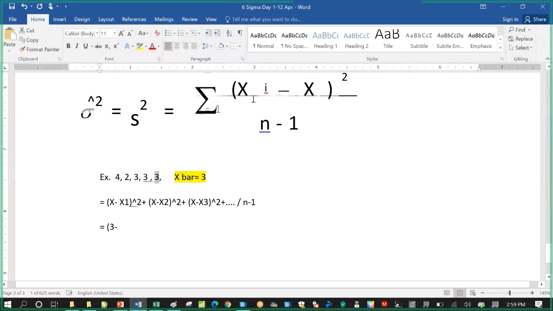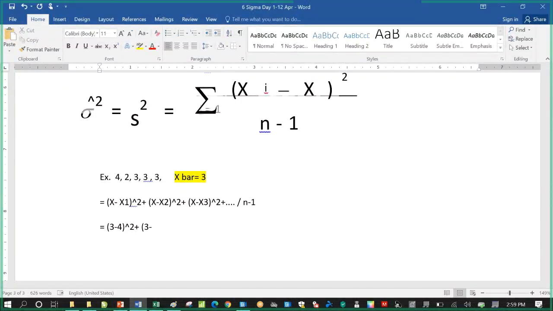Whenever you expand this formula, it will go till xn, whatever the number of data points. If there are 5, it will go up to x5. If there are 3, it will go up to x3. That is how you always open the formula. You take x bar, the average, minus the first data point, and take the square of it.